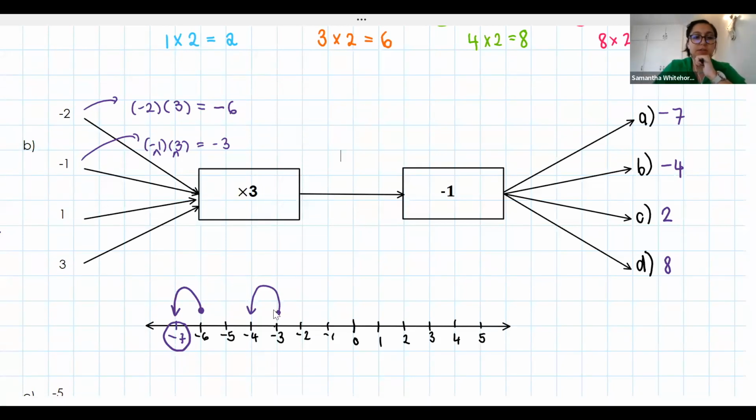Do you still have a question? Ma'am, my question is, if we times the first one, -2 times 3, it's -6, right? So when we minus 1, it doesn't go down, it goes higher, right? Because it's a negative.